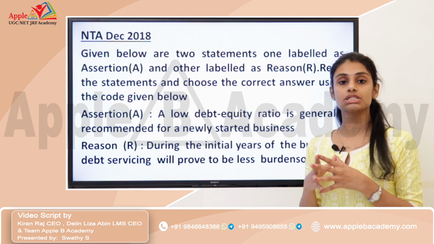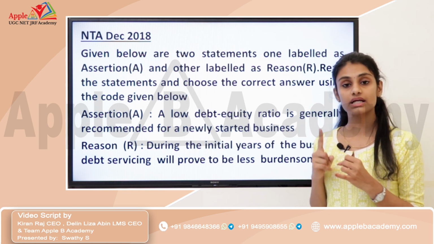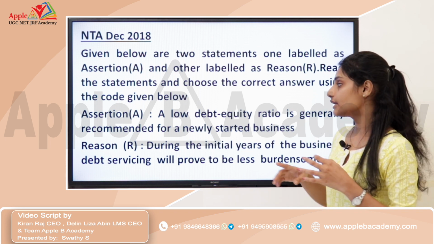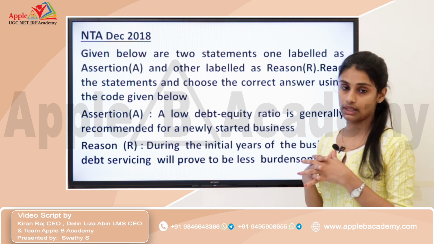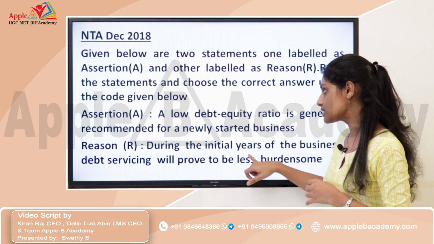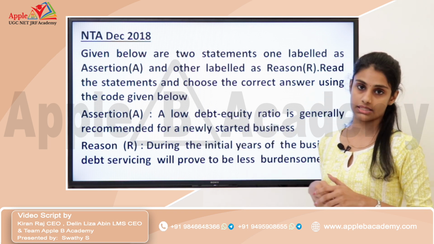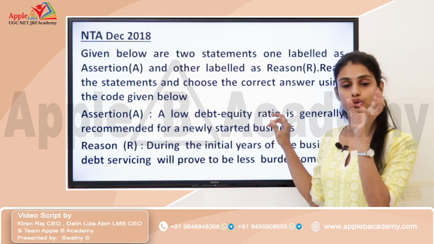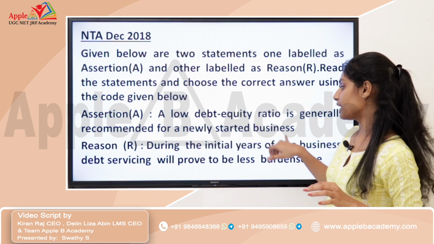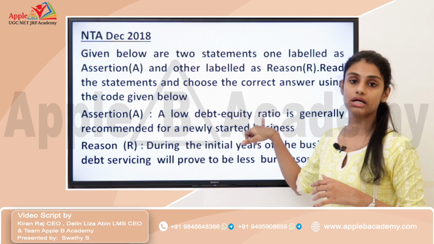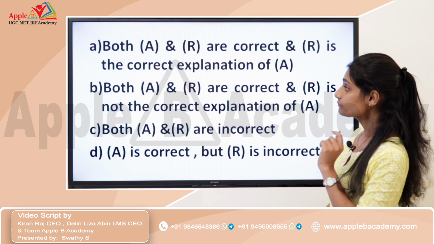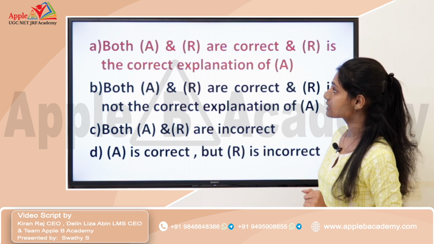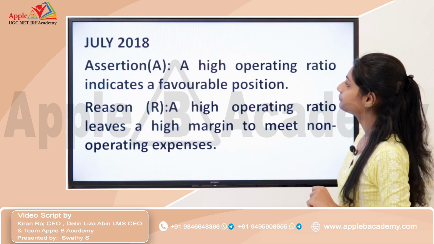For every assertion reasoning question, you should check whether the assertion is right. Then you need to check the reason, whether it is true or false. Then you should find whether there is any relationship between the assertion and the reason, that is, whether the reason is supporting the given assertion. Yes, this is saying that a newly started business should go for a low debt equity ratio, and this statement is supporting your assertion. So both A and R are correct, and R is the correct explanation of A. So the correct answer will be option A.